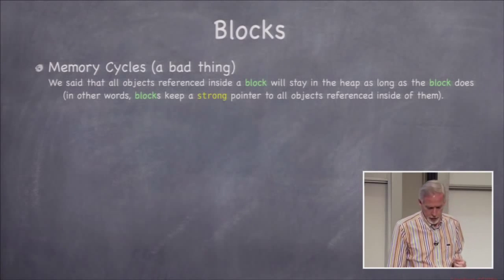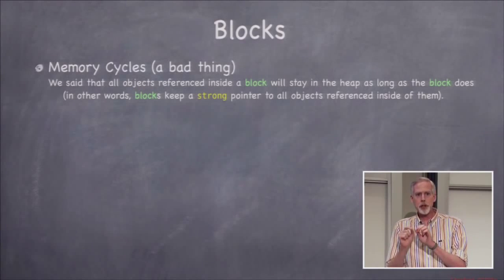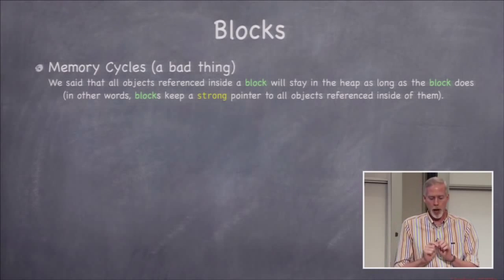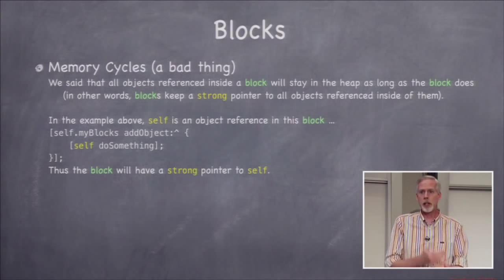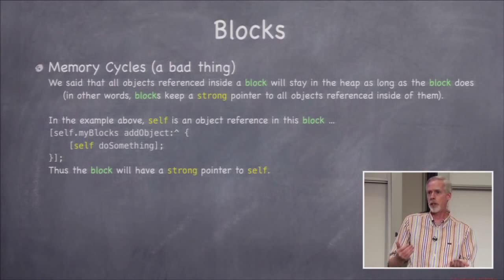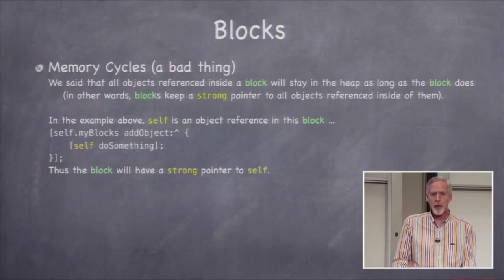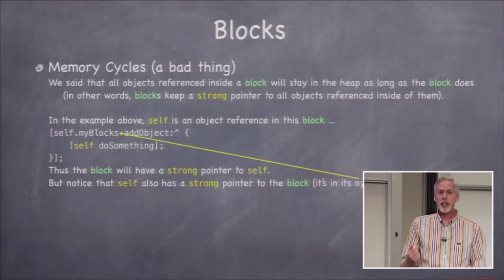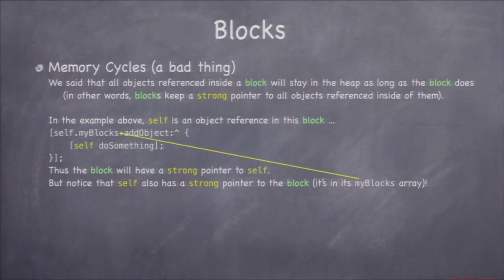A memory cycle is caused because all the objects inside that block have a strong pointer to them as long as the block exists. So for example, in this code, a strong pointer will be held by that block to self. You see why? Because the block, as long as it stays around in that array, needs to be able to call self do something, so it needs to always keep a strong pointer to self as long as the block exists. However, the problem is that self has a strong pointer to the block through its myBlocks array. Self has a strong pointer to myBlocks, which is an array. Arrays always hold their things strongly.